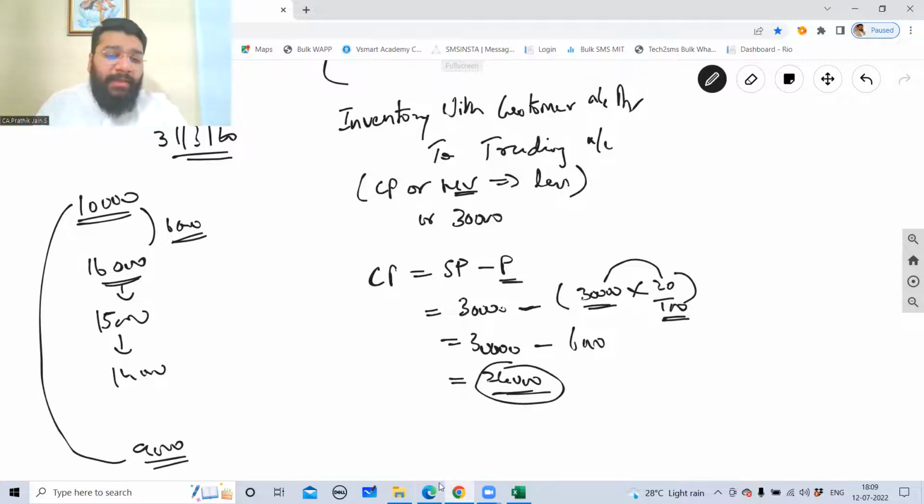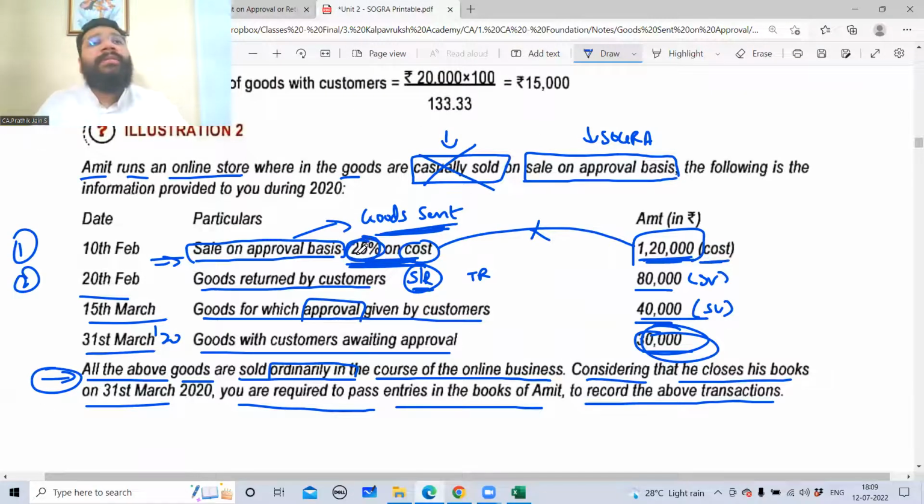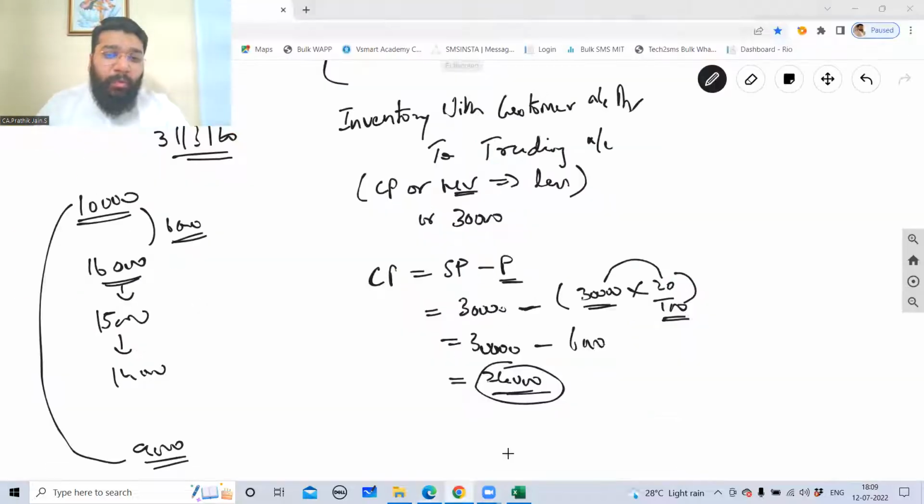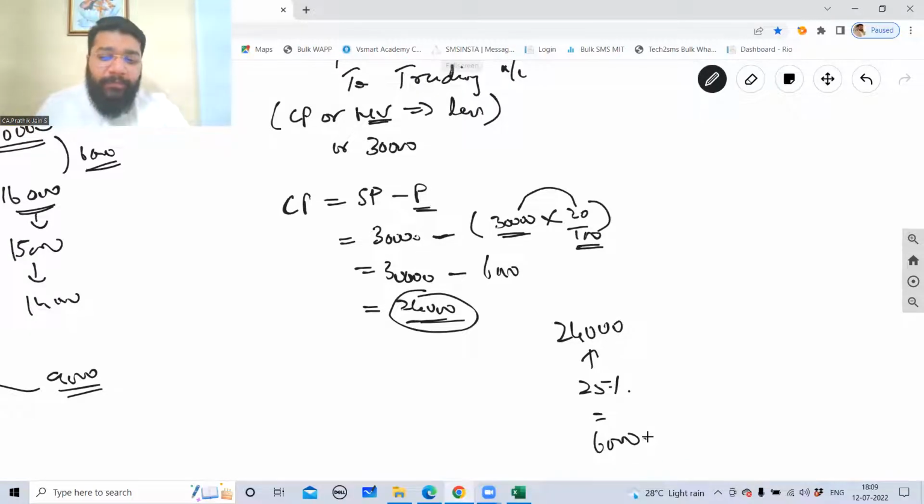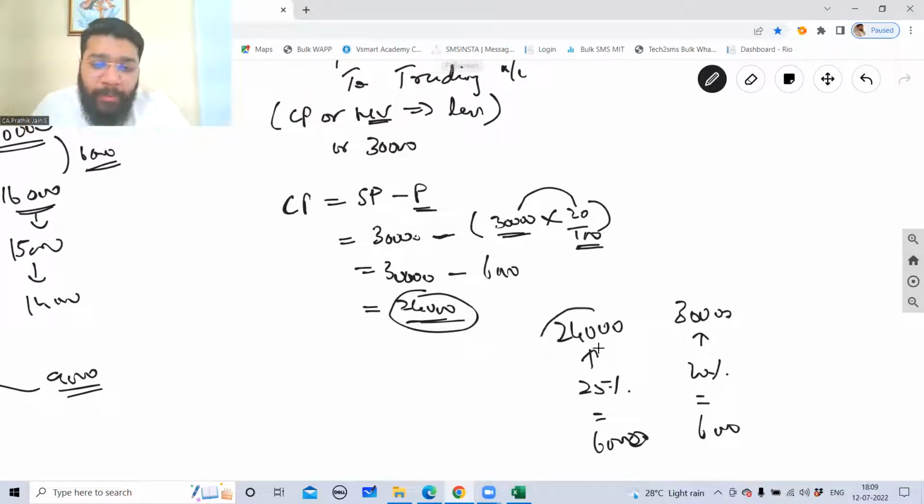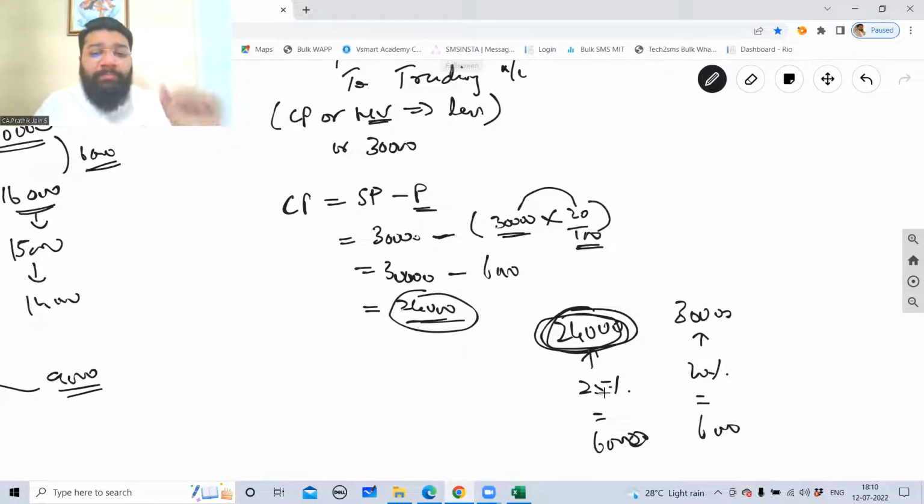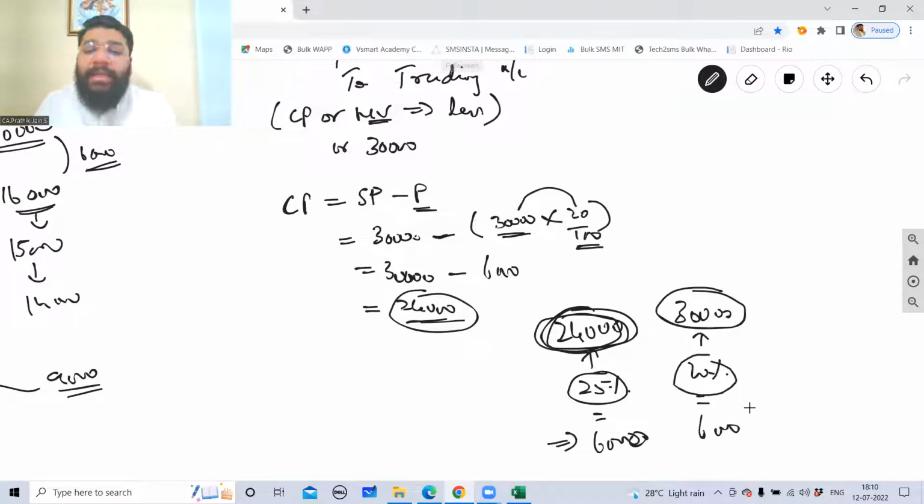So on 24,000, guys, if you calculate 25%, you'll get the profit on cost. On 30,000, if you calculate 20%, you'll get the profit on sale. Both profits will be the same. On 24,000 rupees, you apply 25%, the profit will still be 6,000. On the 30,000 sale price, the percentage you apply is 20%, and the profit will be the same 6,000. See, cost price is less. Guys, listen to me. When the price is less, the percentage has to be more to achieve this. When the price is more, the percentage has to be less to achieve the same profit.